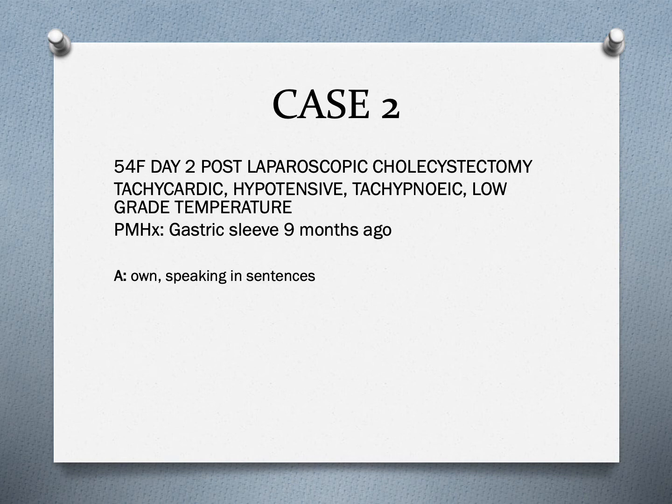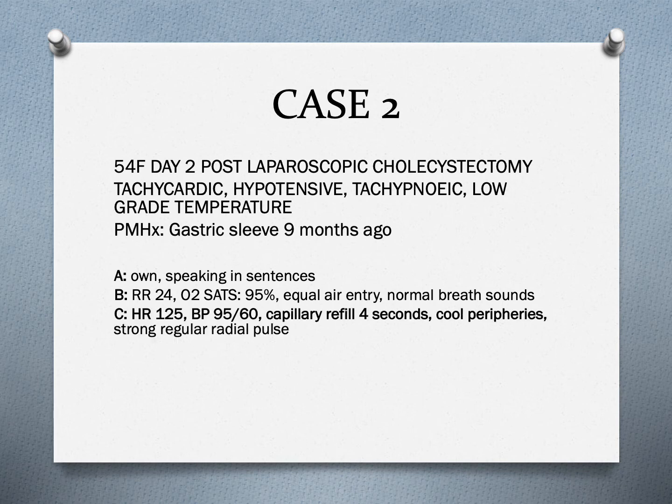So when you do your A to E assessment, her airway is patent, her breathing is normal, her circulation shows tachycardia, a blood pressure of 95 on 60, a capillary refill of 4 seconds. Her peripheries seem a bit cool, but she has a strong regular radial pulse. Her GCS is 15, and her temperature is mildly elevated to 37.8.